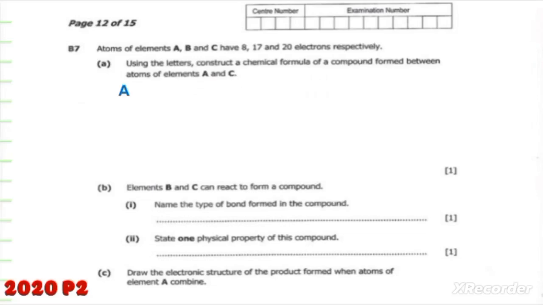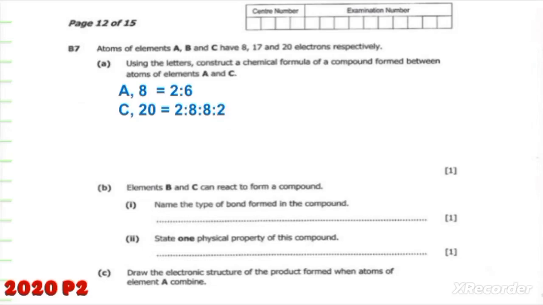So the first thing that we are going to do is to come up with the electronic configuration of A. So we have A, we have 2, 6, so we have 8. A has 6 electrons in the outermost shell. So for this reason, we are going to say A is coming from group 6. Let us also come up with electron configuration of C. C has 2 electrons in the outermost shell. So therefore, C is coming from group 2.